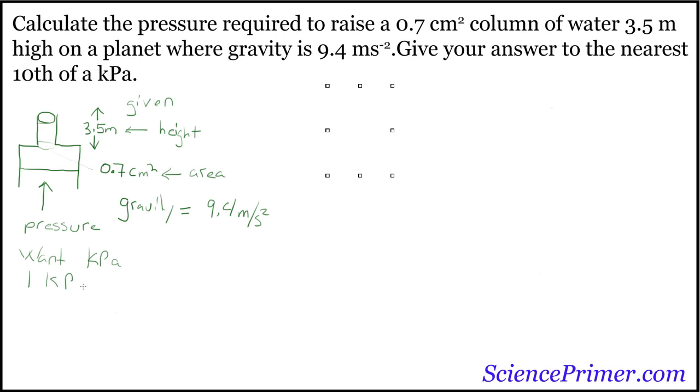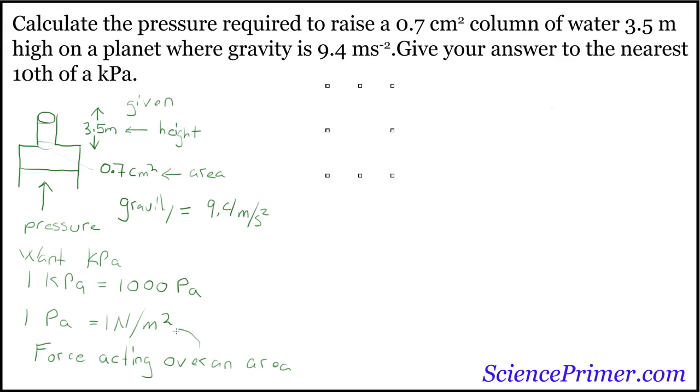Now it's useful to mess around with these units a bit to understand what we're looking for. 1 kilopascal equals 1,000 pascals. And 1 pascal is equal to 1 Newton per square meter. Looking at it this way reminds us that pressure is a force acting over an area. So that's what we're looking for. We're looking for a force acting over an area. Newtons over square meters, which we can convert to pascals.